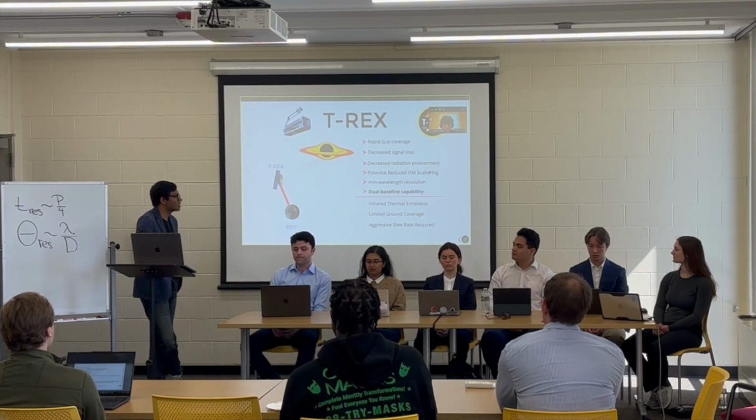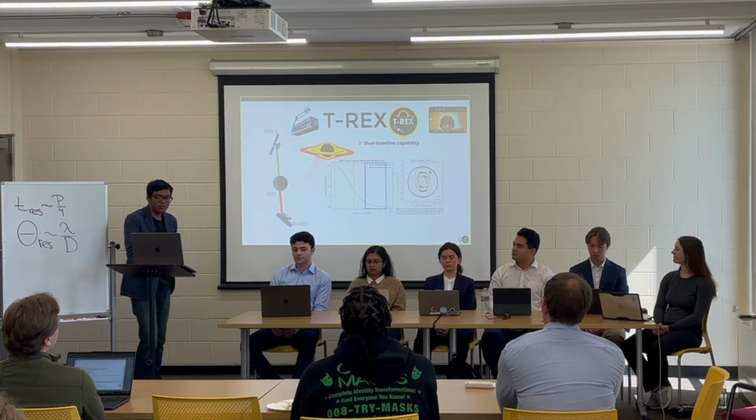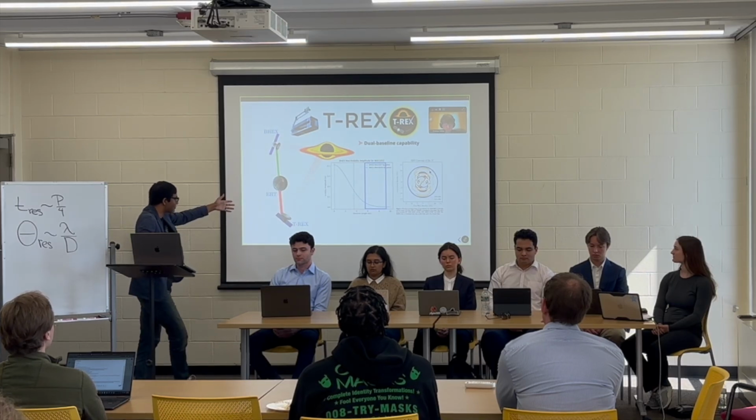Okay, now there's one unique feature of T-Rex that I would like to bring up, that is contingent on co-observing with a MEO radio satellite, and that is a potential dual baseline capability. If T-Rex is able to co-observe with another satellite in MEO, then what we would have is a kind of dual sandwich architecture as follows.